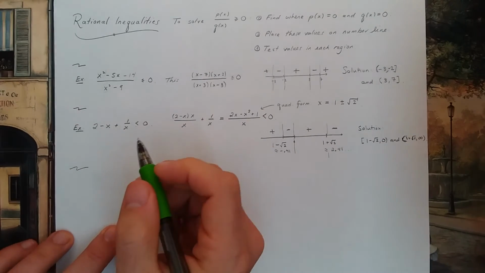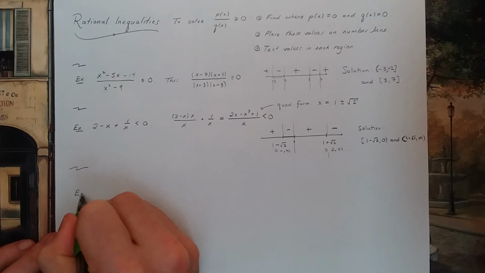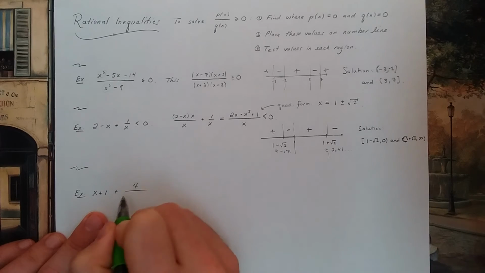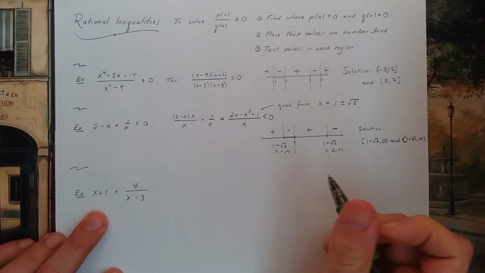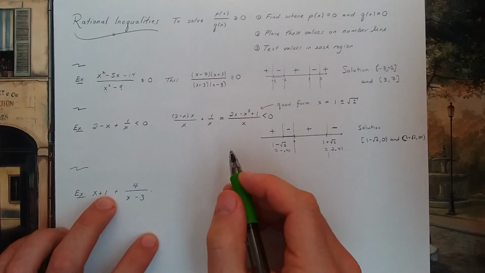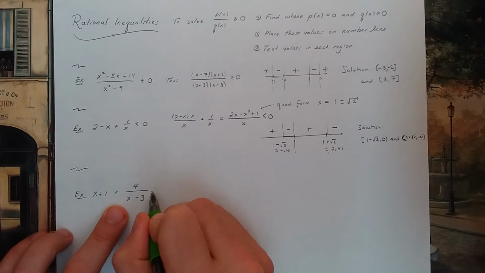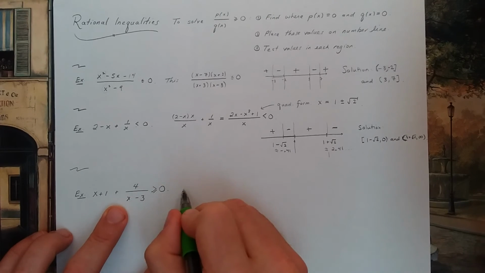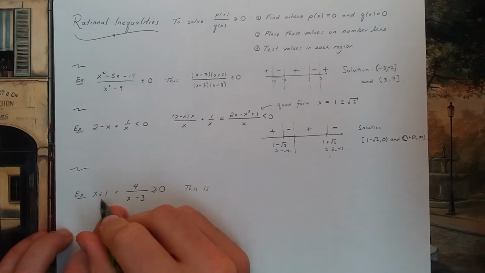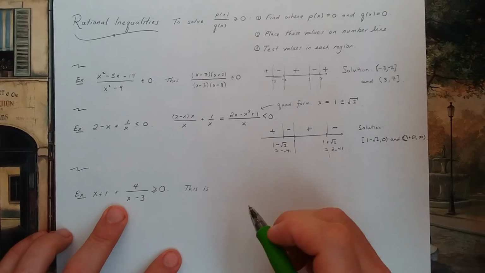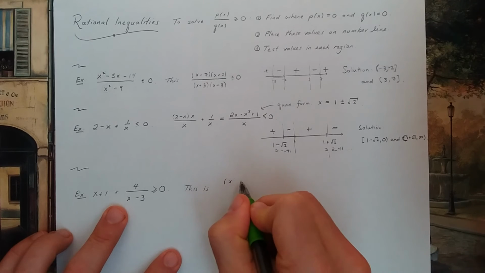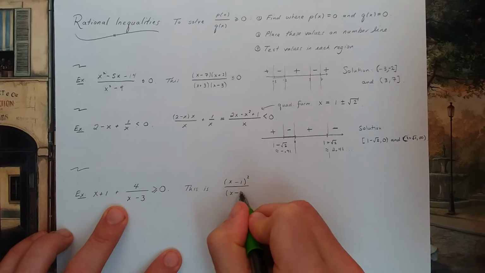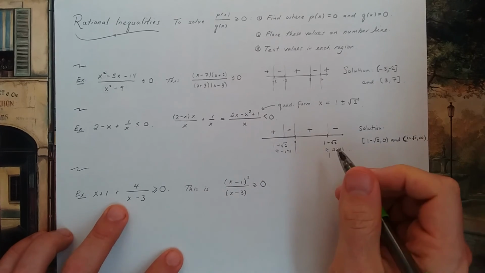Let's finish this video with one final example. How about if I do x plus 1 plus 4 over x minus 3? Again, I need to write my function in this form in order to do my process. So actually, let's find when that's positive. So this is adding the fractions. You could do the algebra on your own if you'd like, but I believe you will find x minus 1 squared over x minus 3. And you want to find where that's positive.